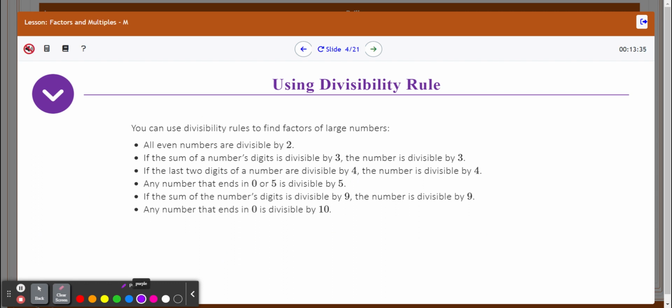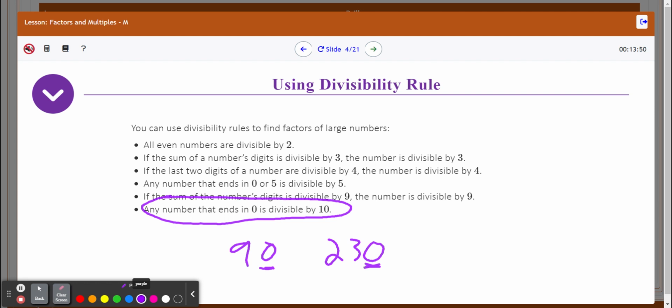And the last one I want you to focus on is if the last digit is 0, it's divisible by 10, always. So if you have the number 90, the 0 means it's divisible by 10. If you have the number 230, the last digit's 0, divisible by 10. Again, it doesn't matter how big the number is. You could have 4,070. Well, the last digit's 0, it's divisible by 10. All right. So if the last digit's 0, it's divisible by 10.